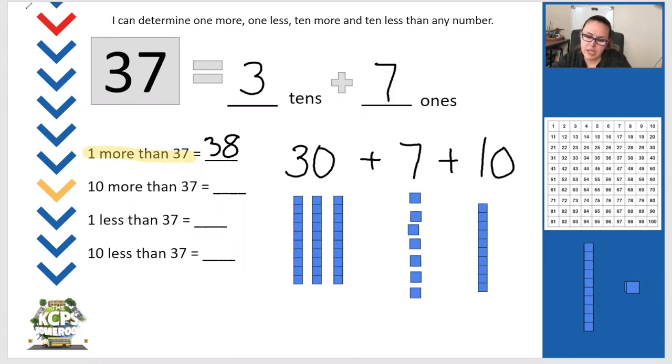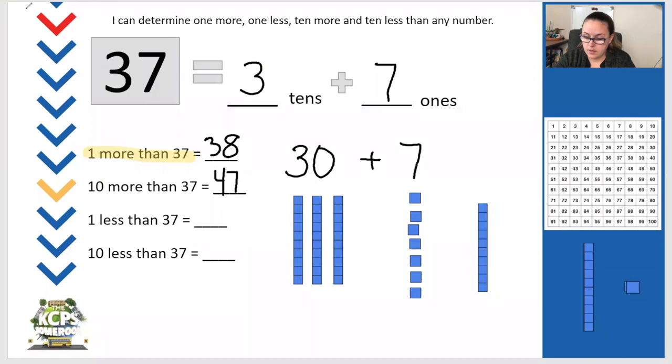Well, what's 30 plus 10? That's right, you know 3 plus 1 equals 4. So 30, 3 tens, plus 10, 1 ten, equals 4 tens, or 40. Good job. So we have 40, and then we have to add the 7 ones. That gets us 47.